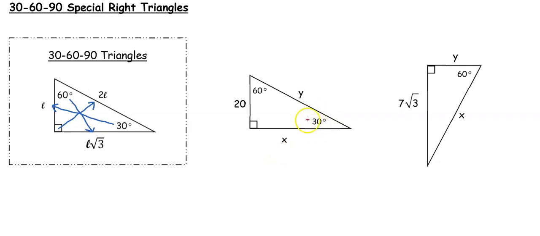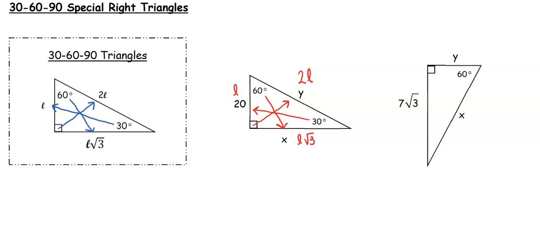So when I go to apply that to my first diagram, I start with 30. Here's 30. I go across from 30. This is representing the L piece of my pattern. I find 60. Across from 60, this is going to represent L root 3. And then I find 90. Across from 90, this is representing 2L. I always start by labeling my pattern pieces on the sides of the triangle.